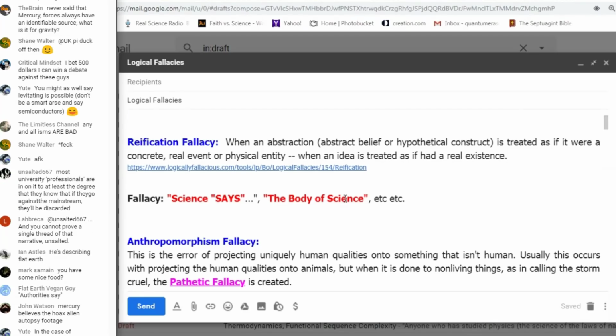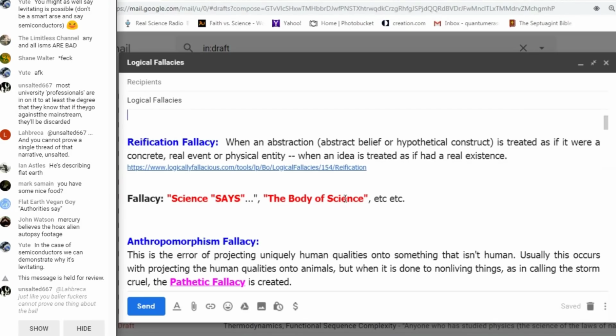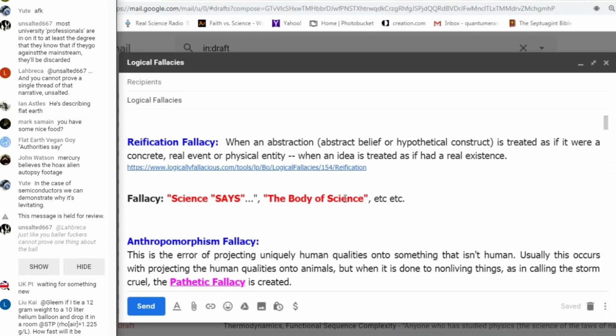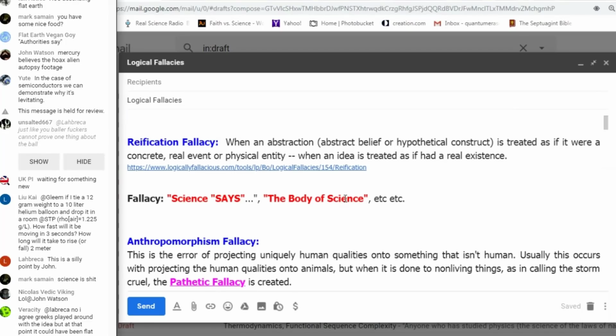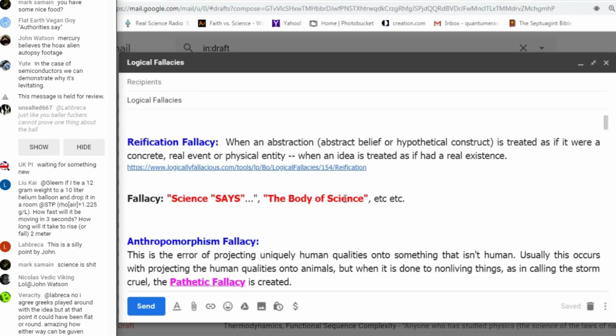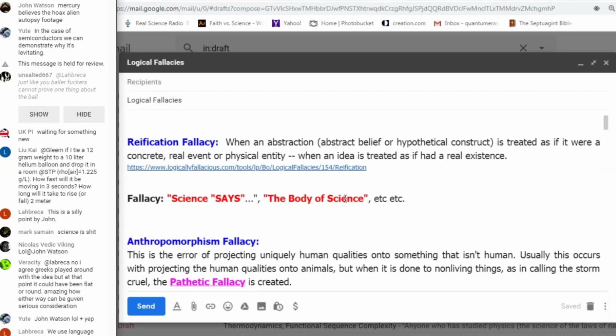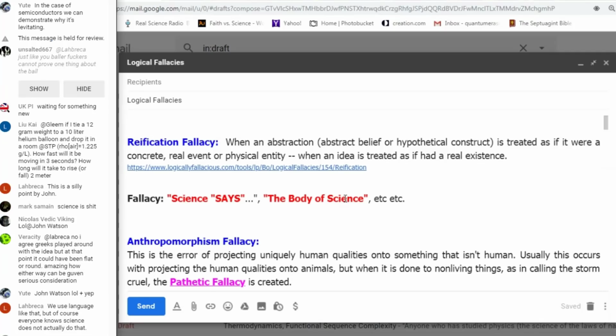Now, the reification fallacy is like an umbrella term. It has a lot of sub fallacies underneath it that are more specific. There's more specificity to some of these: anthropomorphism, the pathetic fallacy, which is really juvenile, personification, hypostatization, and those types of things, right? But everyone knows intuitively science doesn't say anything. And what do I get? Well, that's just a figure of speech. It's just the way people talk. Yeah, you're right. And this is okay.